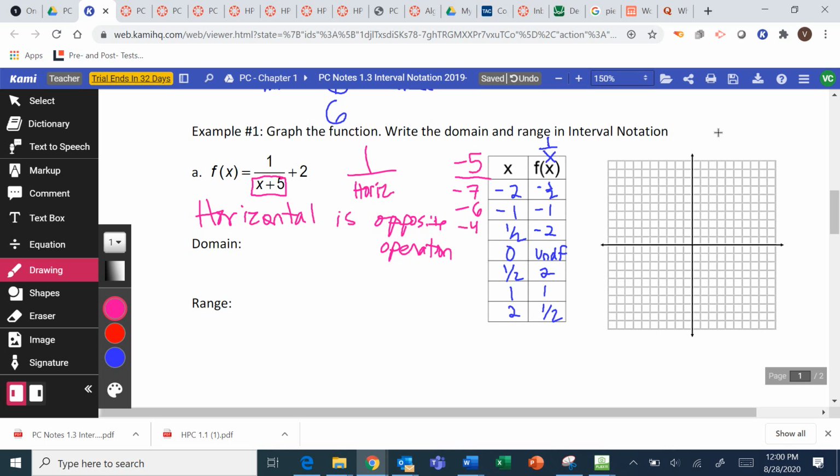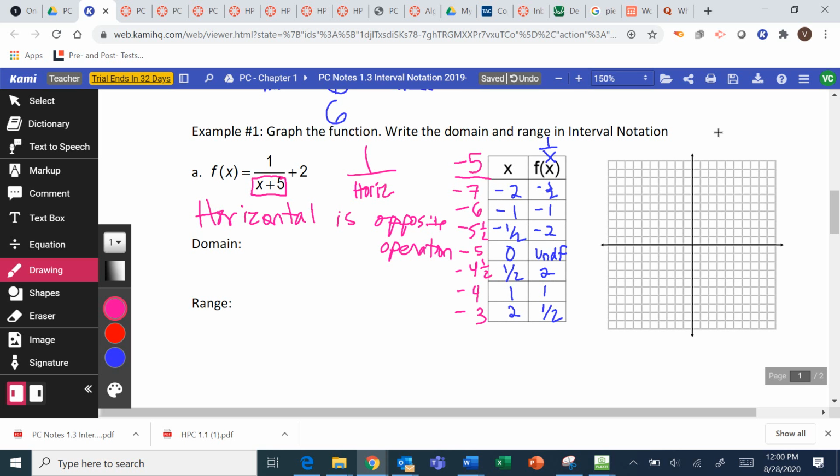Wait. Oh, I forgot a negative sign on that. That's why it's wrong. So I subtracted 5 from all my x's.